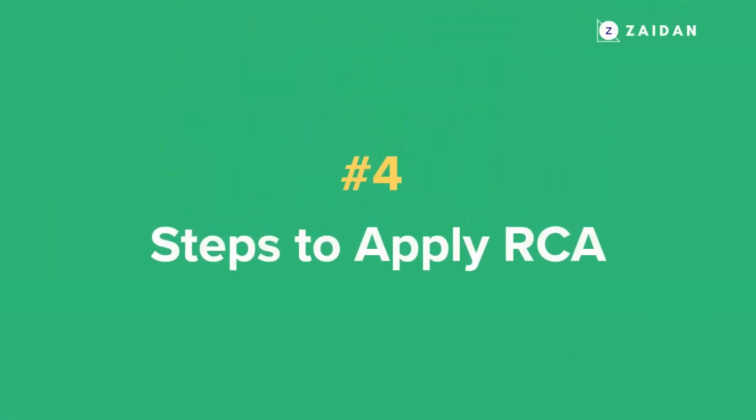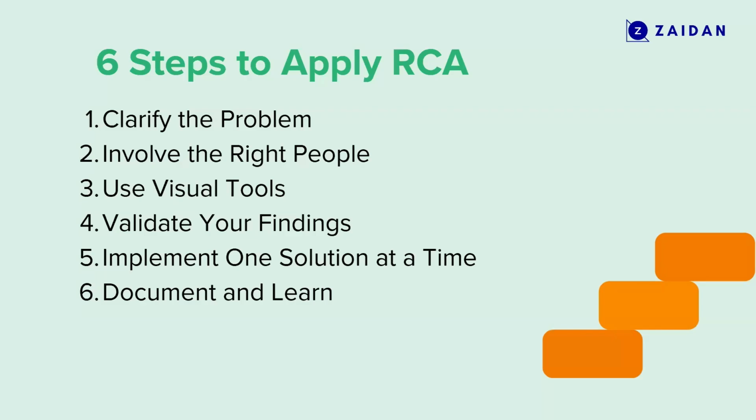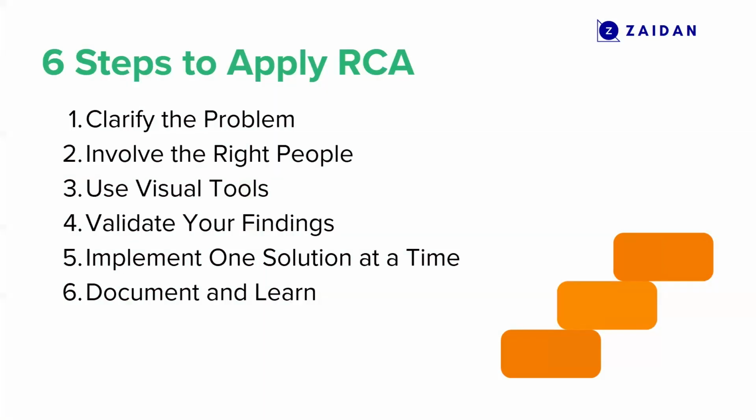Ready to take action? Here is how to apply root cause analysis effectively in the project management context. Clarify the problem, make sure the team agrees on the real issue. Involve the right people, bring in diverse perspectives. Use visual tools like Fishbone Diagram or flowcharts. Validate your findings, test assumptions with real data. Implement one solution at a time, right? You don't throw 5 fixes at one problem. Document and learn, right? Capture insights to improve future projects.